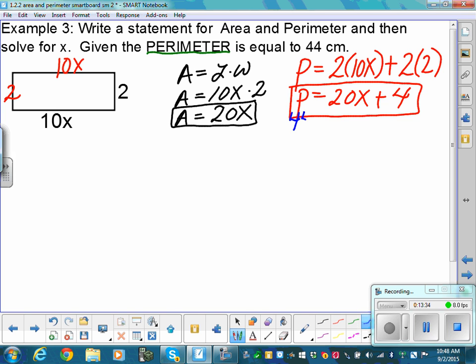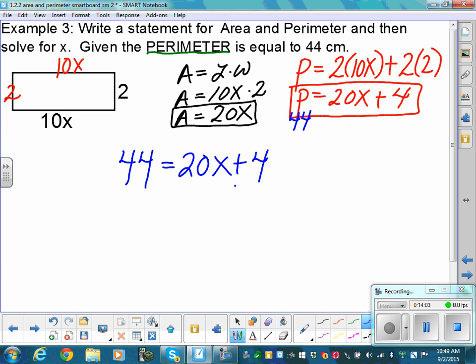So if we know that's 44, let's put that in, and then we can piece by piece solve for x. So we have 44 is equal to 20x plus 4. Does everybody see how, since we were given the perimeter is 44, I just was able to put it in? Now can we solve for x piece by piece? So you're saying that when I taught you how to solve a linear equation, which we did yesterday, it was for a reason? Yes? Yeah, awesome. Okay, let's solve for x piece by piece.